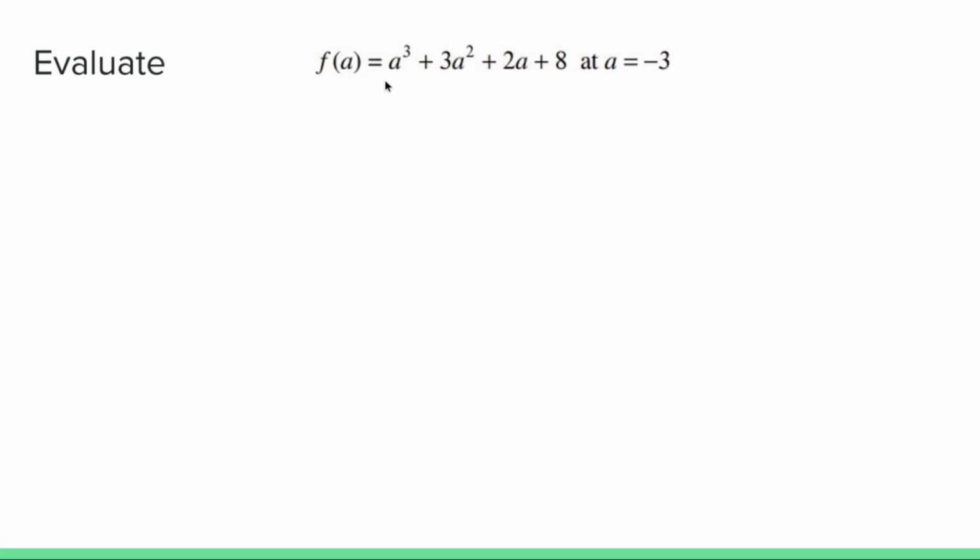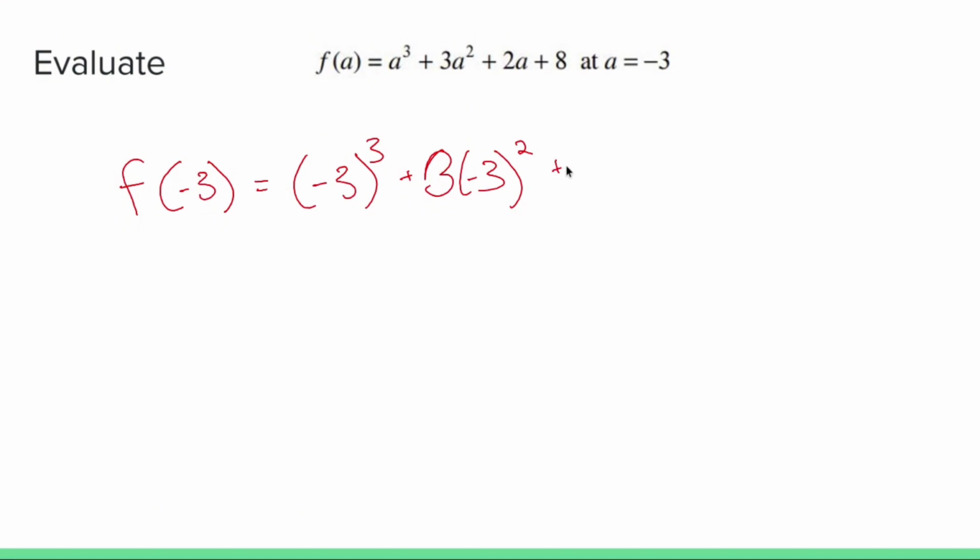Evaluate f of a equals a cubed plus 3a squared plus 2a plus 8 at a equals -3. Let's be all proper. f of -3 is going to equal, now let's replace every a with parentheses -3, parentheses -3. So -3 cubed plus 3, that was a close one, -3 squared.